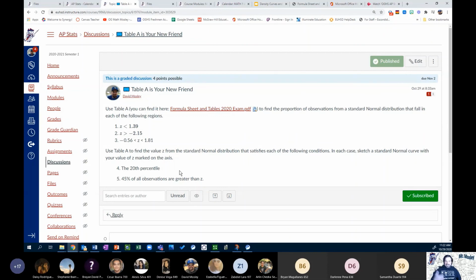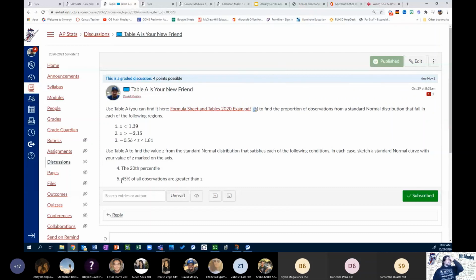Okay, so this is like the last example we did. On number 4, you're finding Z that marks the 20th percentile. So essentially, remember with percentiles, that would be 0.2 as a decimal. And the 20th percentile is where 20% of the data is less than that, or 20% of the observations are less than. So you're attempting to find the z-score that corresponds with a value of 0.2 on your table A.